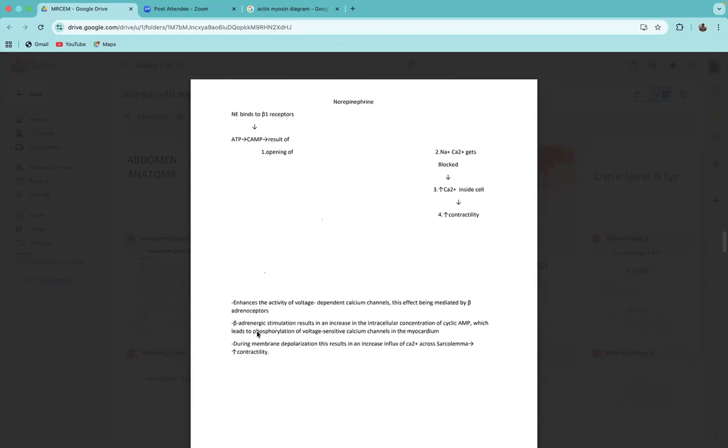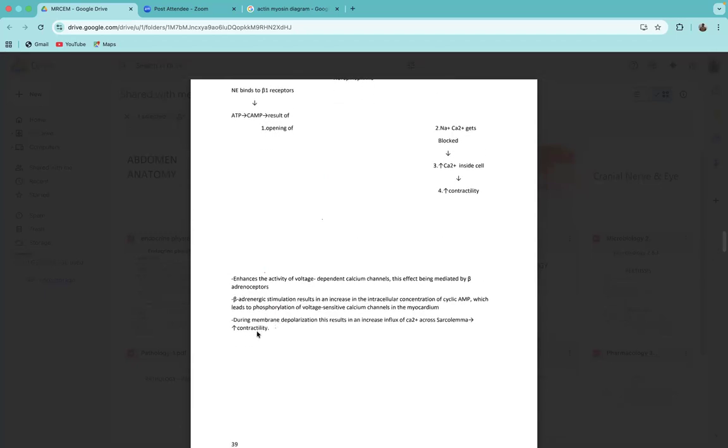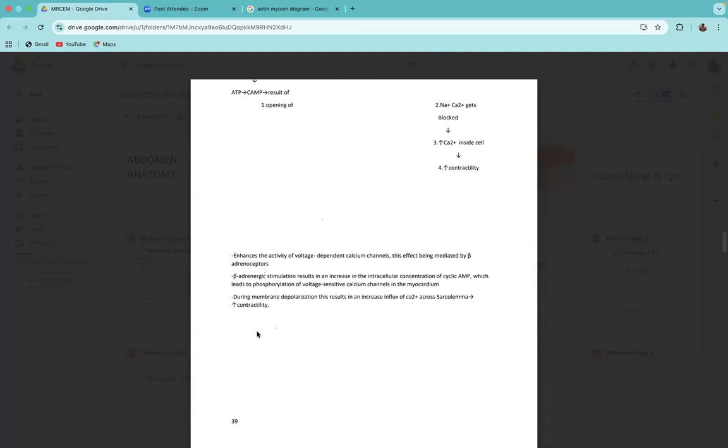So as the opening of the sodium channel or inactivation of sodium calcium pump, this enhances the activity of voltage dependent calcium channel, and this effect is mediated by the beta adrenoceptors. Beta adrenergic stimulation increases the intracellular concentration of cyclic AMP, which leads to the phosphorylation of the voltage sensitive calcium channel in the myocardium.